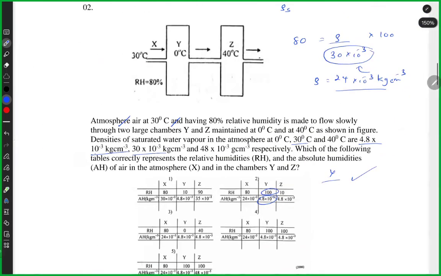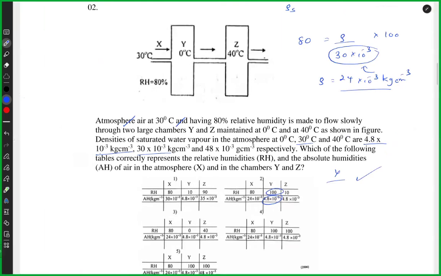Now from room Y, you're going to enter room Z, right? Now tell me, if you look at room Z, what kind of water vapor is going to enter room Z? Water vapor that has a density of 4.8 times 10 to the power minus 3 is going to enter room Z, right? Because that is the density that we have now, because the excess in X has condensed. So now in room Z, what are we going to have?